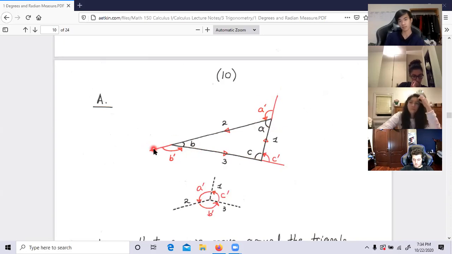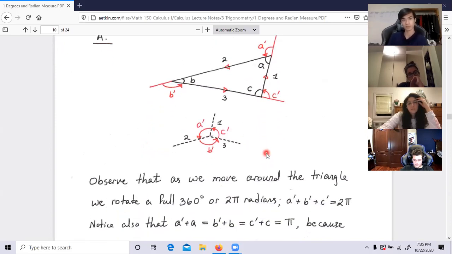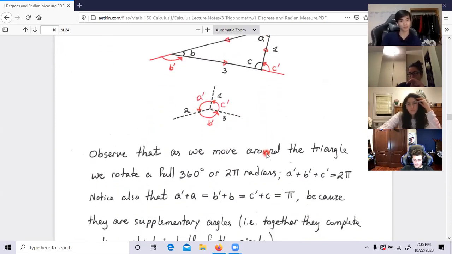You understand? It must mean that I made a full circle, because I began looking here, then I was looking here, then here, then I'm looking here again. I made a full rotation, one rotation. So the sum of A prime plus B prime plus C prime is 2 pi, a full rotation. Are you with me? Yes?